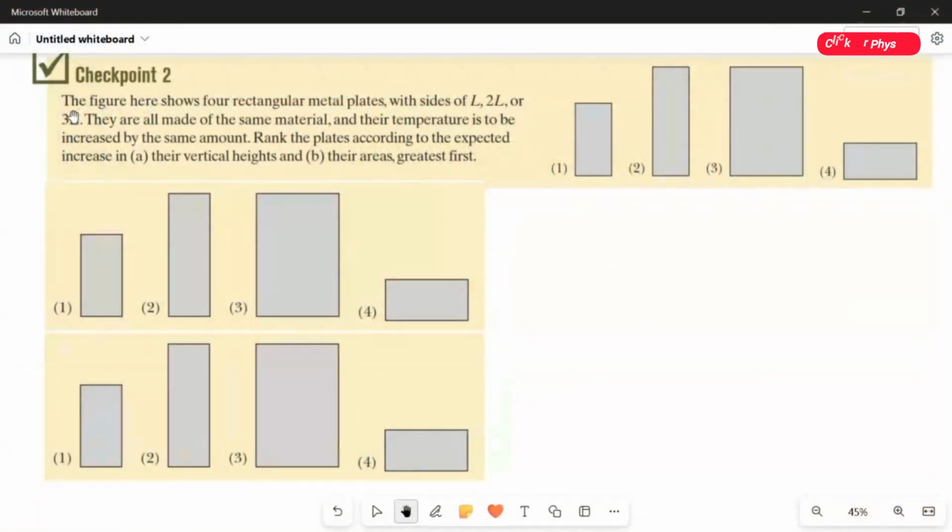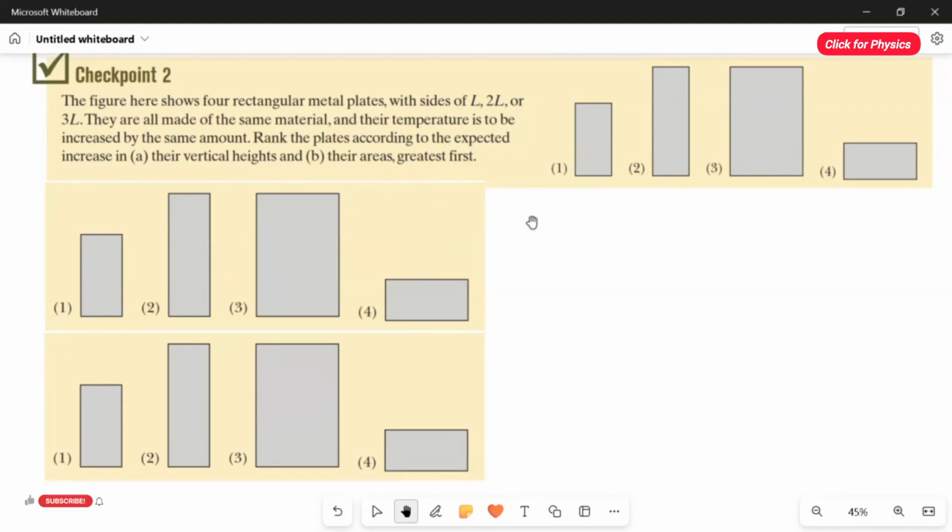Checkpoint 2. The figure here shows 4 rectangular metal plates with sides of L, 2L or 3L. They are all made of the same material and their temperature is to be increased by the same amount. Rank the plates according to the expected increase in their vertical heights and their areas, greatest first.